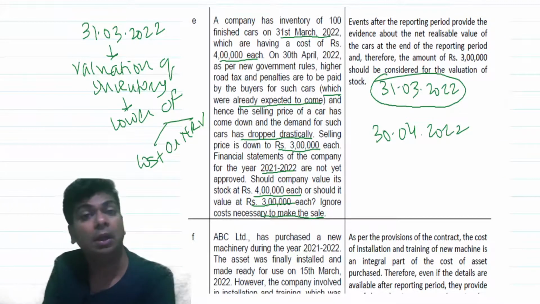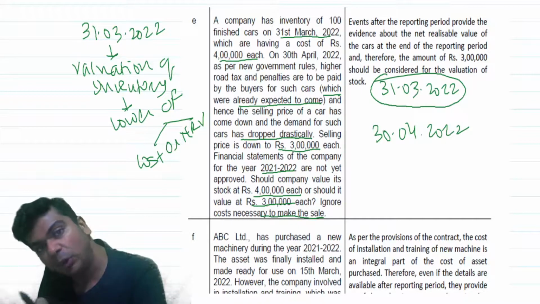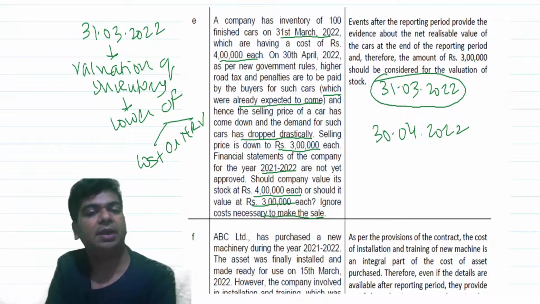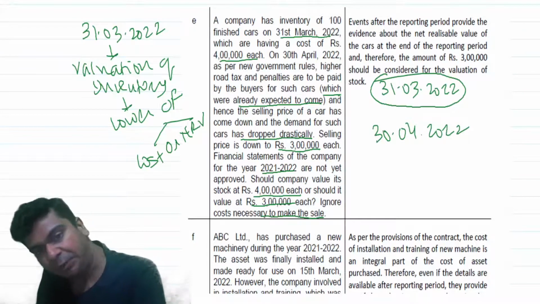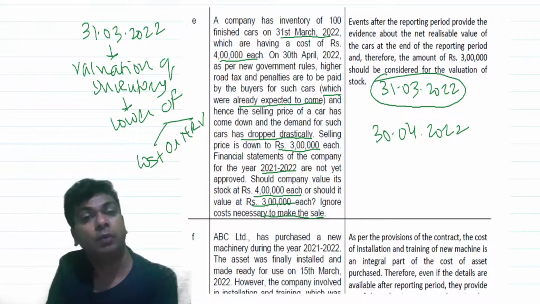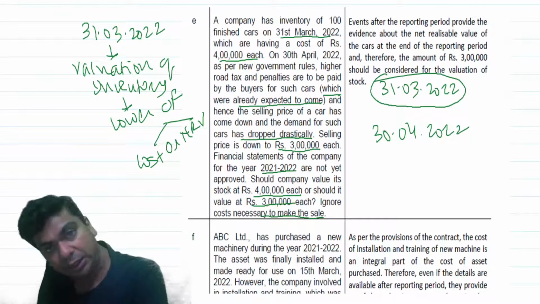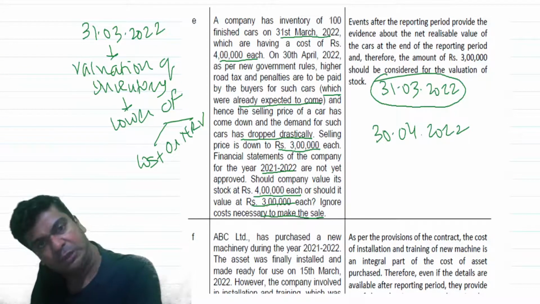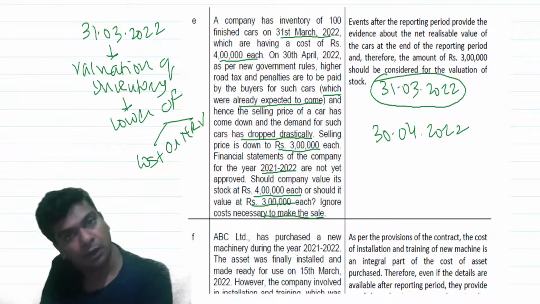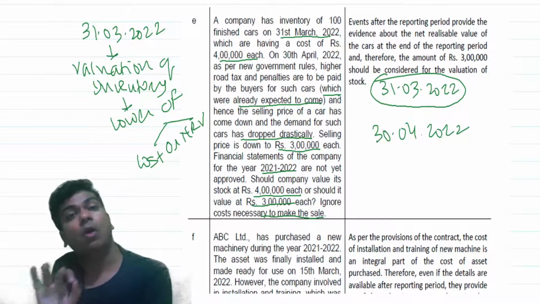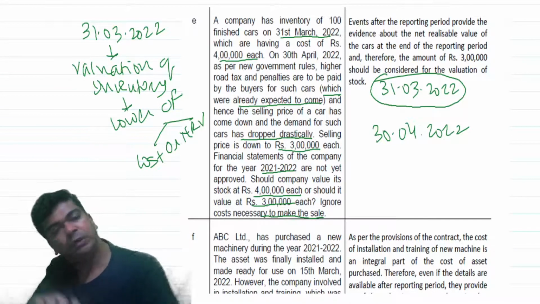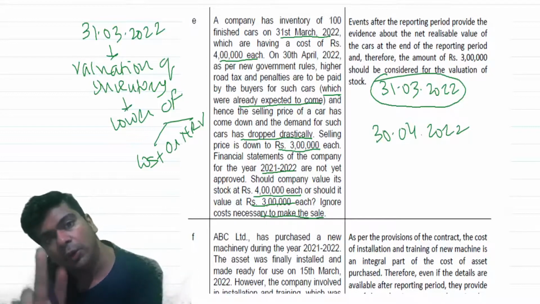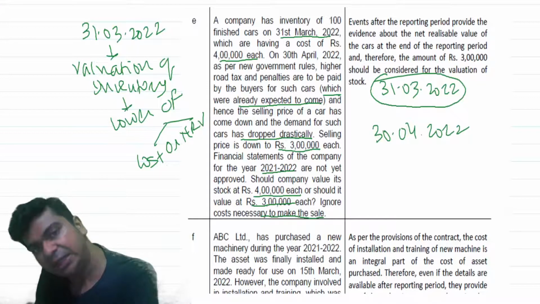What's the event over here? New government rules have been notified. Now, if you look at the entire case, they haven't really given us any information on whether on 31st March 2022 we were aware that new rules were going to be notified or not. But normally, rules are not notified all of a sudden. If you are of the view that out of the blue on 30th April the government is unveiling some new taxes, normally that does not happen.